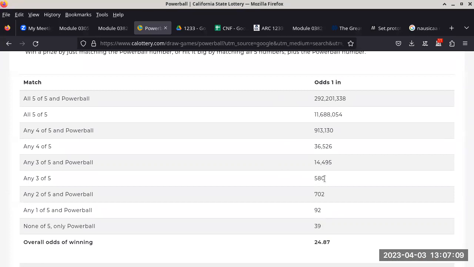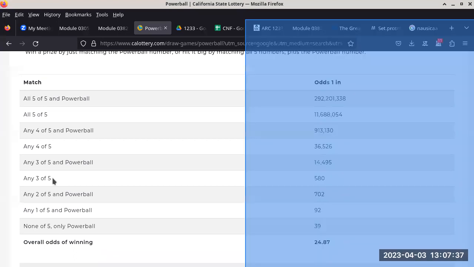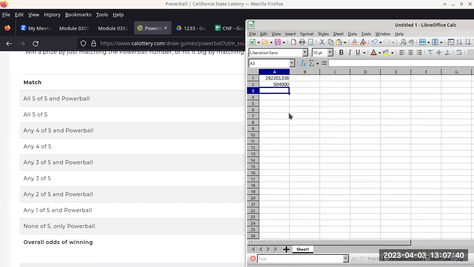So you have to take the number we found and divide by the total number. Wait, yeah, because the number we found was the number of possible tickets that win that, and the other number... Oh, we have to divide. What odds is it? The website says one in 580 for any three of the five. No, other way around. That should give you 5. Yep. So there we go.